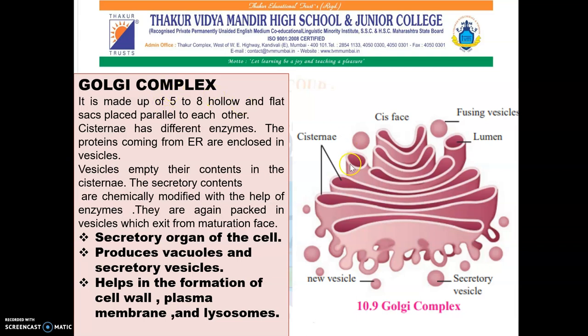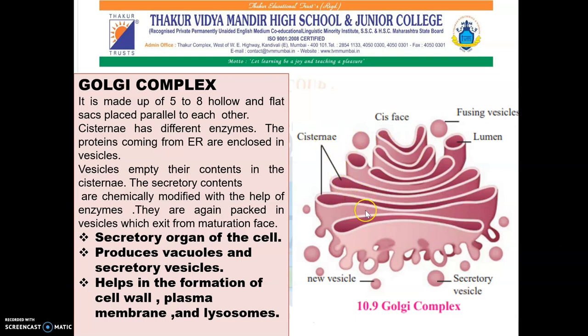Next is Golgi Complex. The structure of Golgi Complex is shown in this picture. It is made up of 5 to 8 hollow and flat sacs placed parallel to each other. These sacs are called cisternae and they are filled with different enzymes. The proteins coming from the endoplasmic reticulum are enclosed in the vesicles, the circles. The circle-like structure is showing vesicles. So the proteins coming from the endoplasmic reticulum are enclosed in these vesicles, which come towards the Golgi complex via cytoplasm. They fuse with the formation phase of the Golgi membrane and they empty their contents in the cisternae.